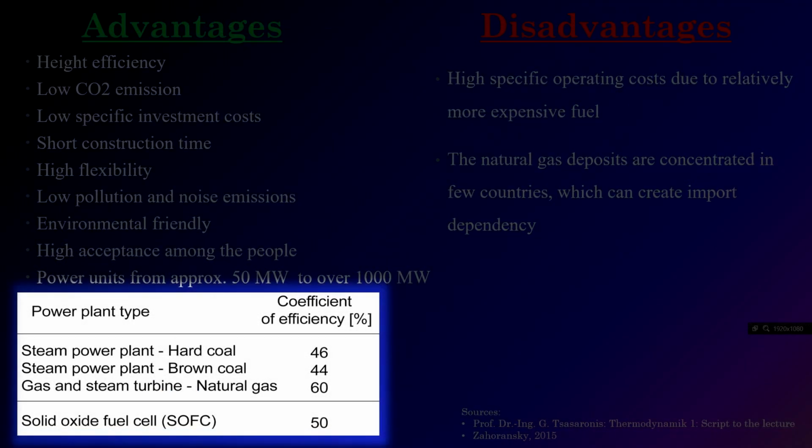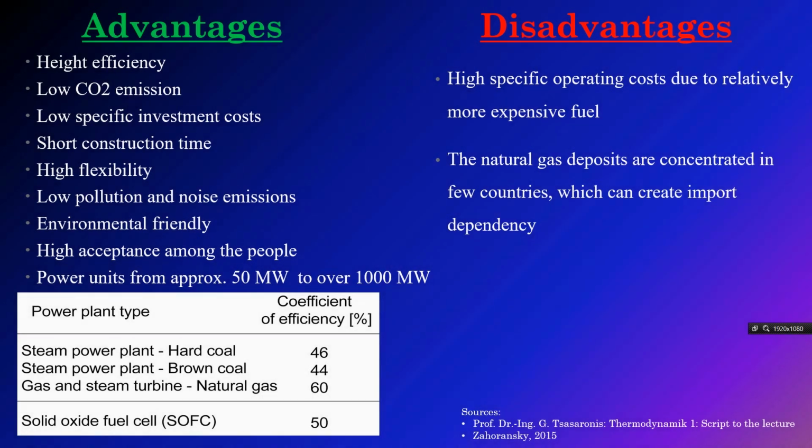We see here the efficiency in comparison with other types of power plants. Let's look at the other advantages. Low CO2 emission, low specific investment costs, short construction time. High flexibility means that the turbine can be turned on or off for a couple of hours.